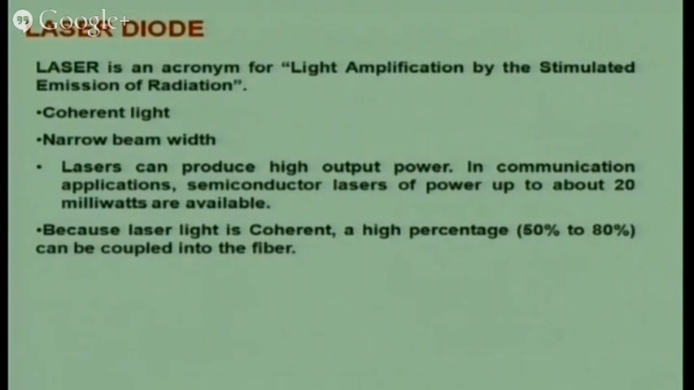Let's switch over to the lasers. Now, as I said, an LED is nothing but an incoherent output. That means the recombination is taking place randomly. There is no phase match or amplitude match. There is nothing which I control there. So the laser comes in, where laser is nothing but light amplification by stimulated emission of radiation. It gives me coherent light and narrow bandwidth or narrow beam width.